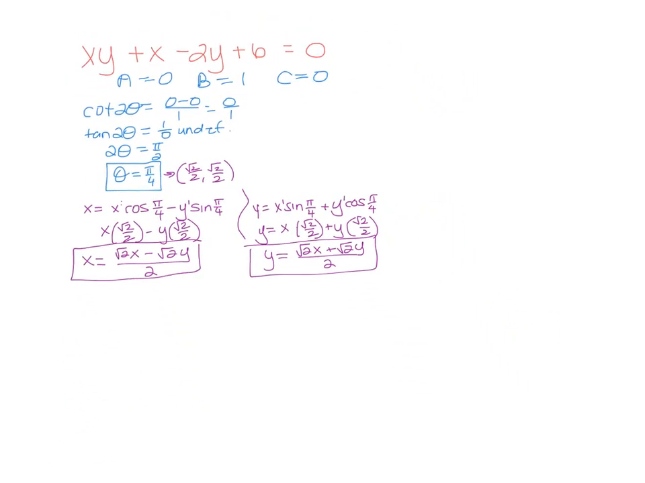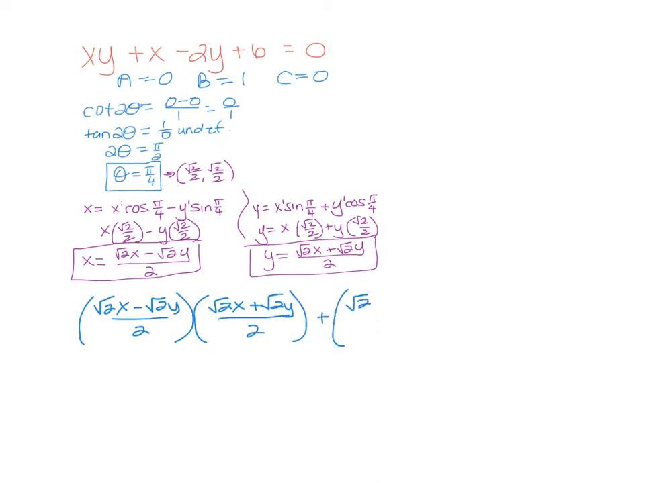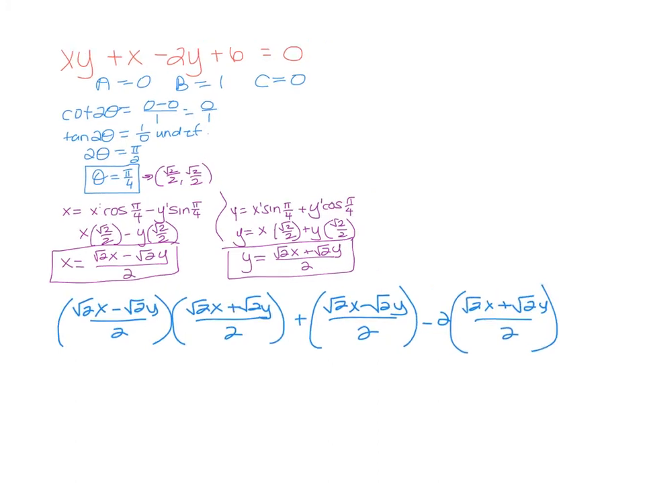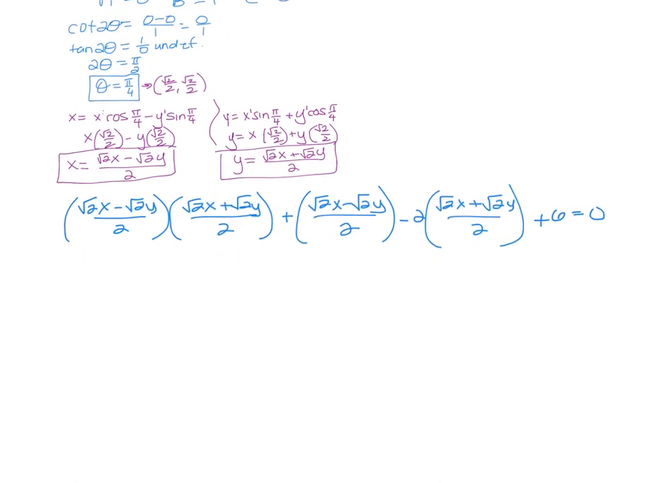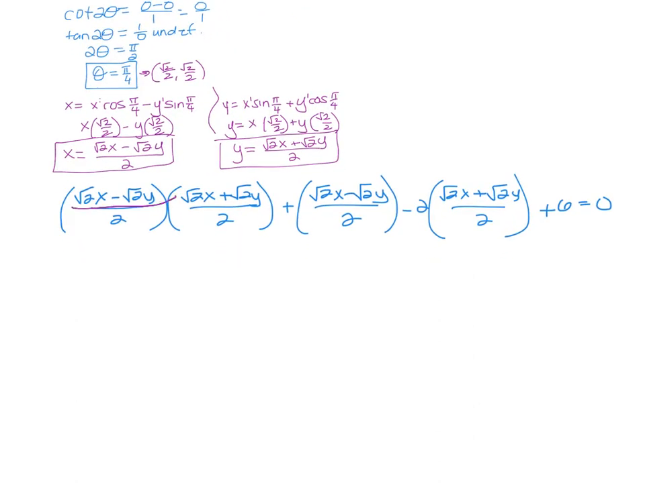Now, I need to take those and plug them back into my initial equation. So the x, which is root 2x minus root 2y over 2, gets multiplied by the y, which is root 2x plus root 2y over 2, plus x, which is root 2x minus root 2y over 2, minus 2 times y, root 2x plus root 2y over 2, plus 6 equals 0. So now I'm going to multiply these out, distribute the 2, whatever you need to do here. These two are both the same. They're opposite, same exact terms, but one's positive, one's negative, which means I can use the shortcut of a squared minus b squared to simplify that multiplication.